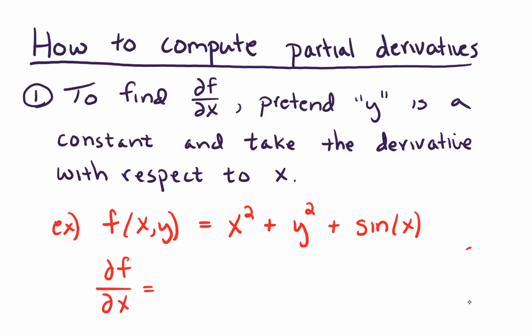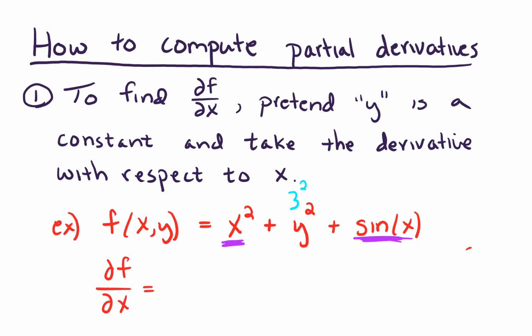Here's what I mean. Consider an example, f of x y equals x squared plus y squared plus sine x. We want to find df dx. In other words, we want to find the derivative of f with respect to x. So x is our variable. I'm going to underline all the terms with the x in it so that I know that's my variable. Everybody else is like a constant. You could pretend in your head that instead of y squared this is just some constant like 3 squared.